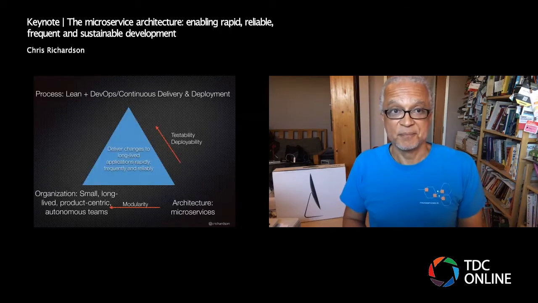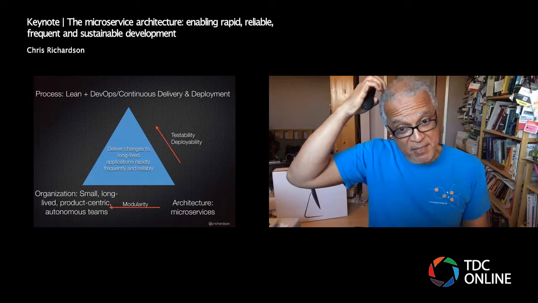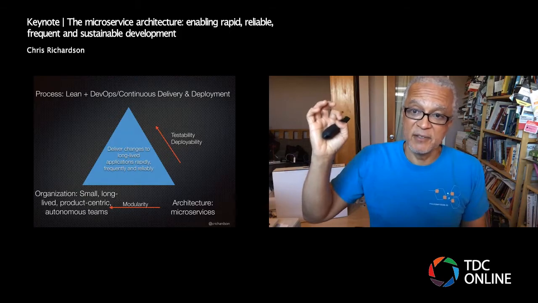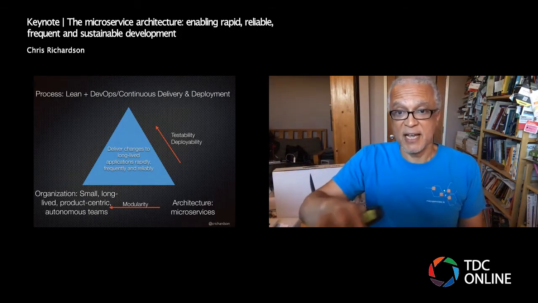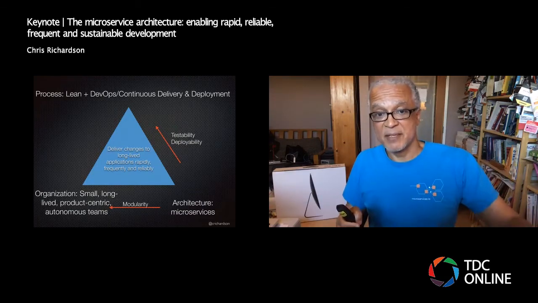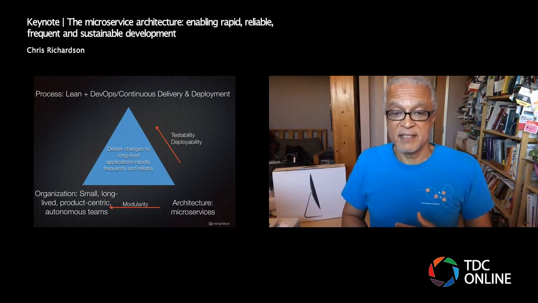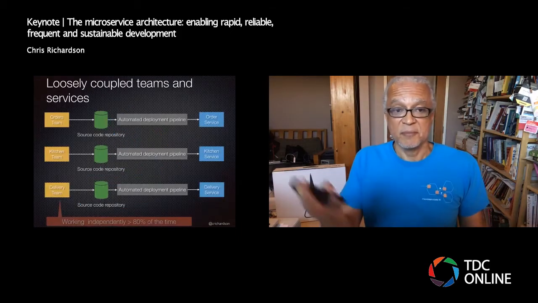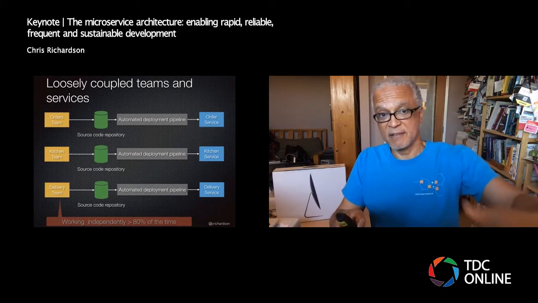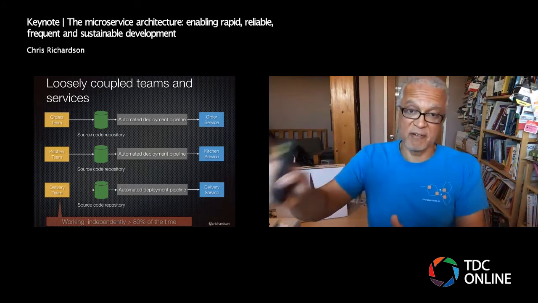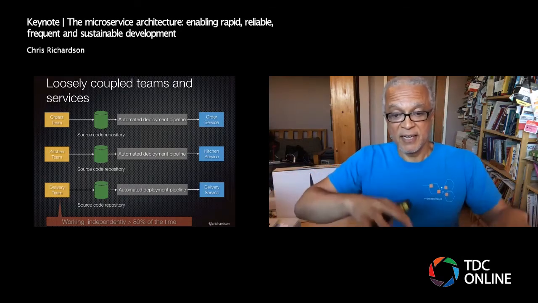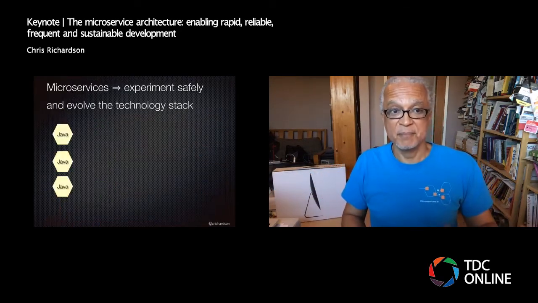So numerous benefits. But by far, this slide really sums up the key benefits of the microservice architecture. It's basically giving you the testability and deployability and the modularity that you need, plus the loose coupling, in order to deliver software rapidly, frequently, reliably, and sustainably, right? You've got these teams, each team is able to work independently. They're committing code to their own source code repositories, and that's triggering a build, which can automatically push that service into production. So they're working independently, say 80% of the time.